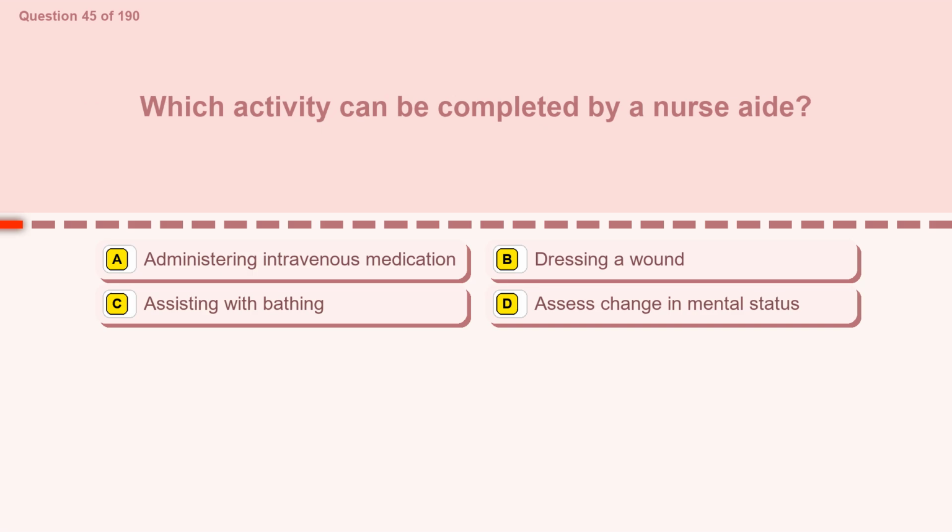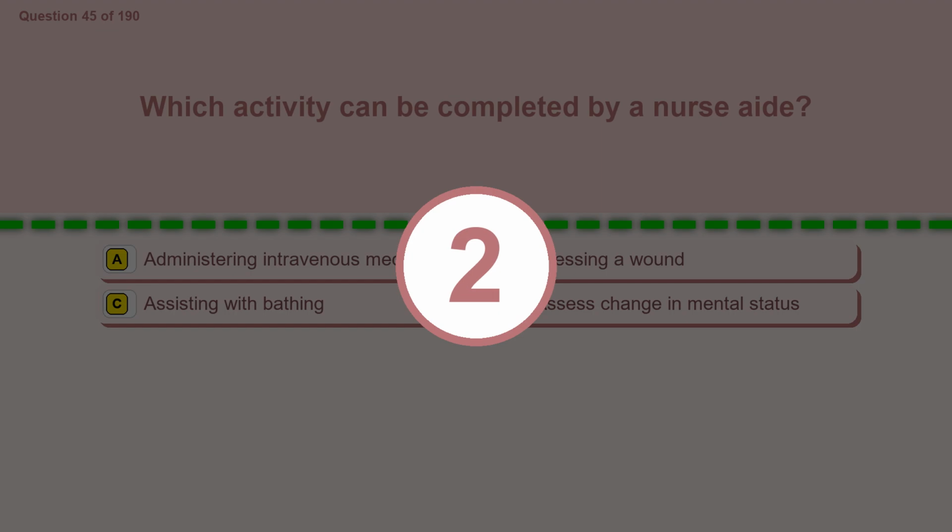Question 45. Which activity can be completed by a nurse aide? Option A, administering intravenous medication. Option B, addressing a wound. Option C, assisting with bathing. Option D, to assess change in mental status.